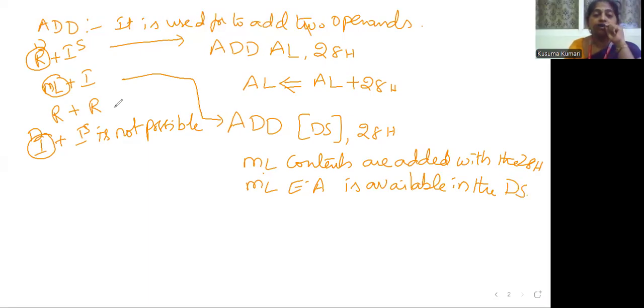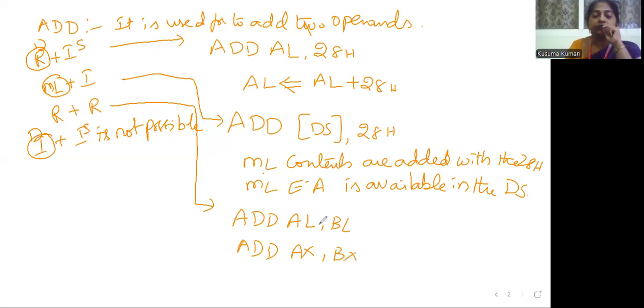And similarly, register plus register means simply ADD AL comma BL or ADD AX comma BX. This is 8-bit addition, this is 16-bit addition, and the result is stored in the destination register.